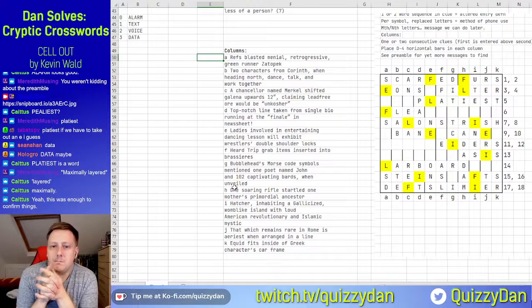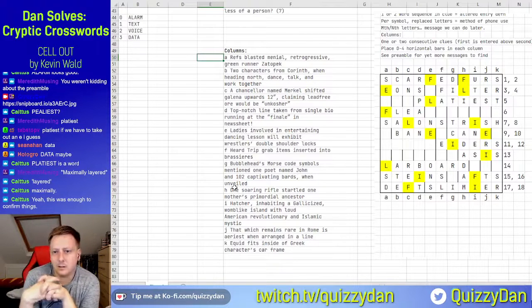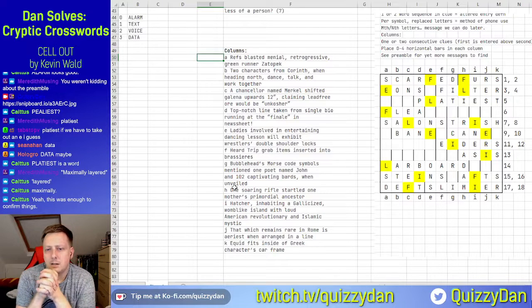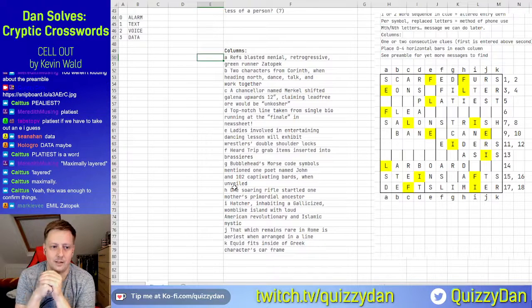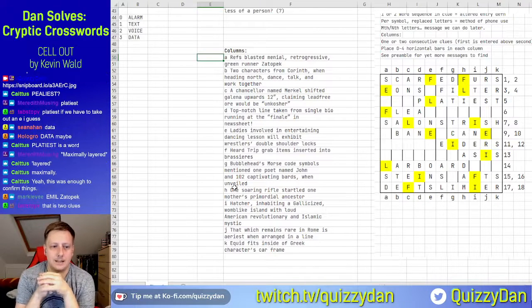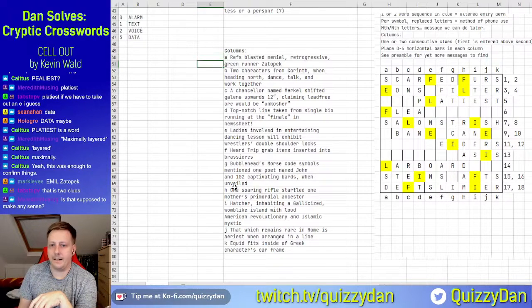Refs blasted menial retrogressive runner green runner Zatapek. Oof. Okay, that feels like 2 clues. Refs. Is that going to be umps? Blasted menial? Retrogressive green runner Zatopek. Who is that runner Zatopek to start off with? It's Emil. Okay. So that's going to be lime then.